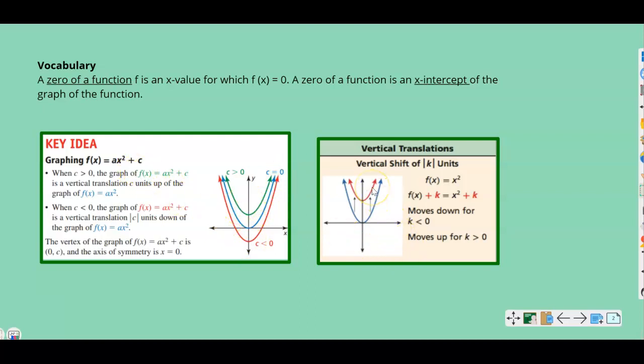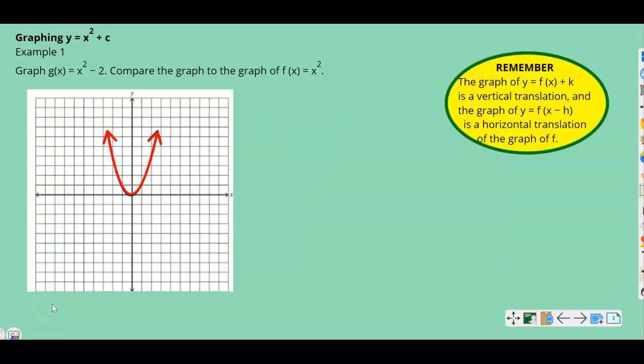So this is called a vertical shift of k units. All right, so again, a vertical shift plus k moves it up. If it's minus k, it would move it down. All right, example 1, graphing y equals x squared plus c. In this case, g of x equals x squared minus 2. Compare the graph to the parent function.